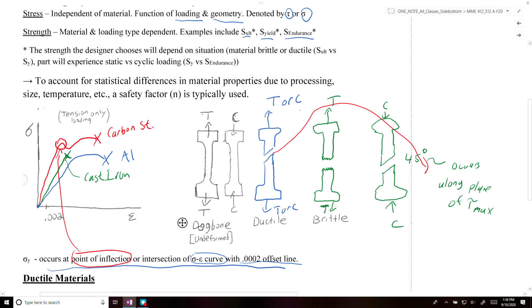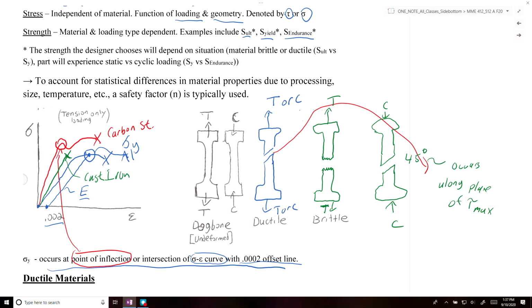So if we draw a line that starts at 0.002 strain, and we draw it parallel with our stress strain diagram initially, so it has the same slope as the modulus of elasticity, at a certain point that will intersect our stress strain curve. At this point here, this would be our yield strength for our aluminum.